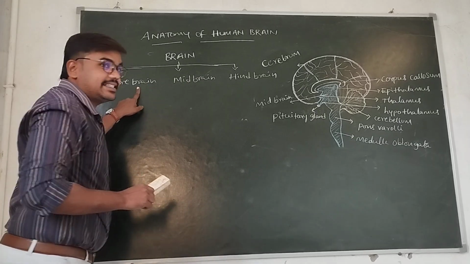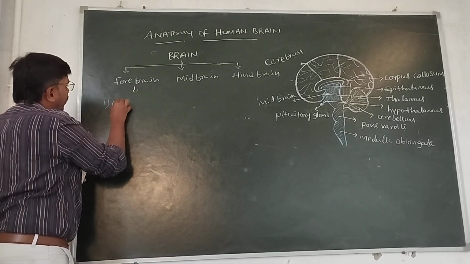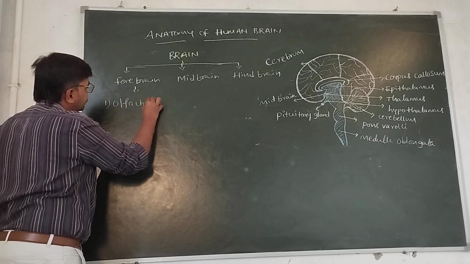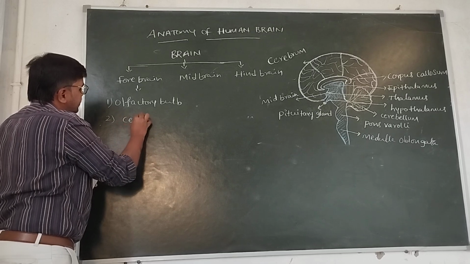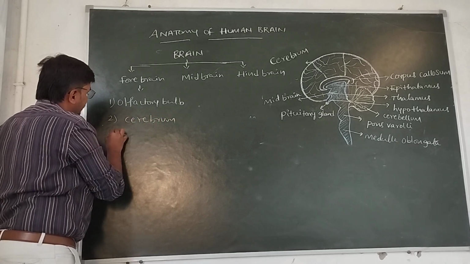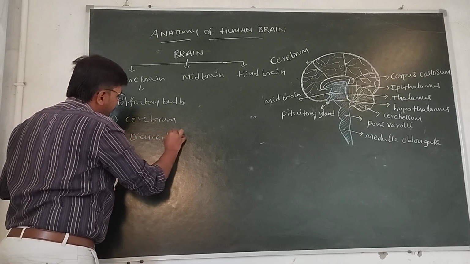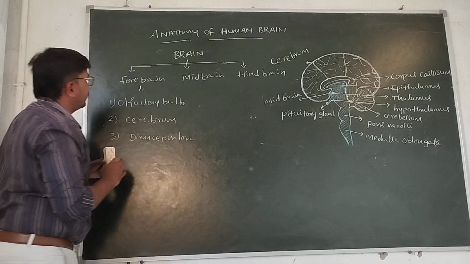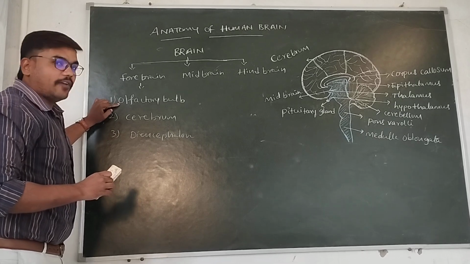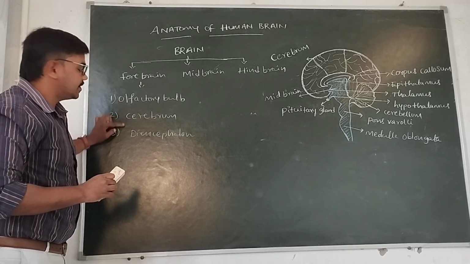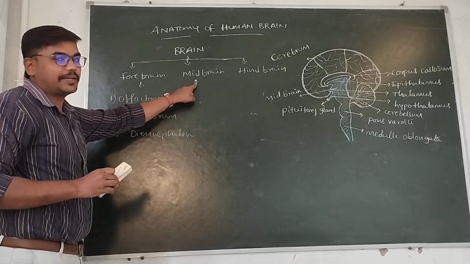The forebrain is again divided into 3 parts: the first is olfactory bulb, the second is cerebrum, and the third is diencephalon. The midbrain has no divisions.